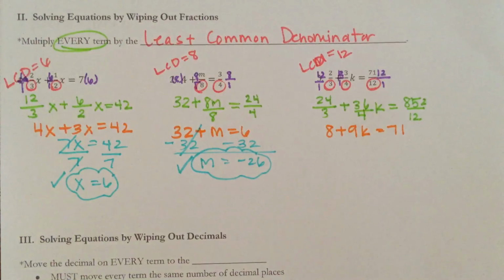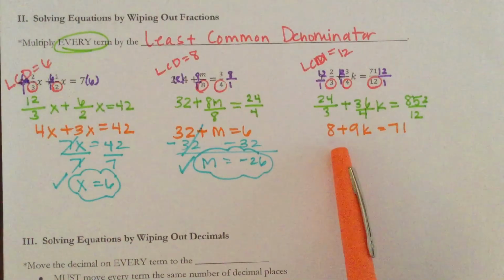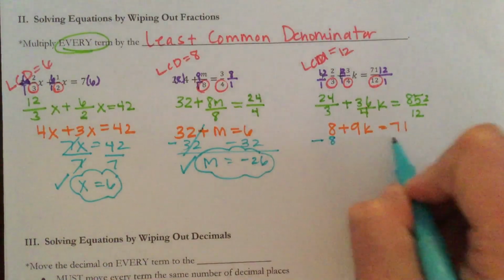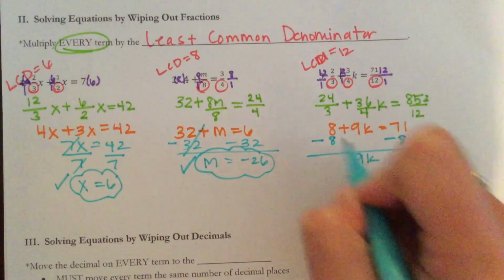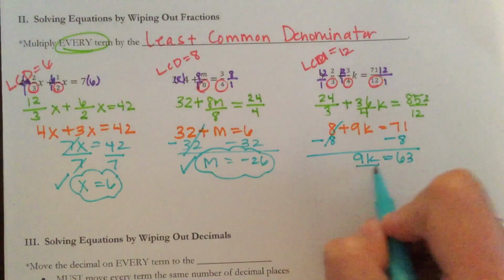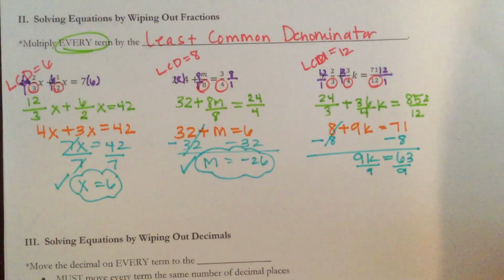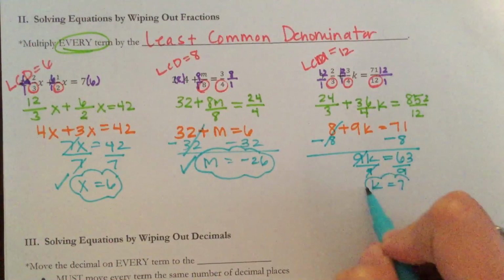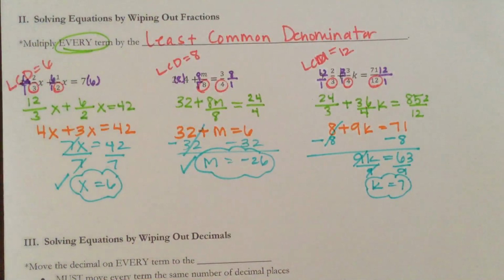Thinking through the next step, once we eliminate fractions or decimals, we want to combine any like terms. I do not have any like terms on this side of the equal sign. The next step says that we want to add or subtract. So we're going to subtract 8 on both sides. Those cancel. And so 9K is equal to 63. And finally, we're going to finish off by multiplying or dividing. Since this is 9 times K, we divide both sides, and we find that K is equal to 7.